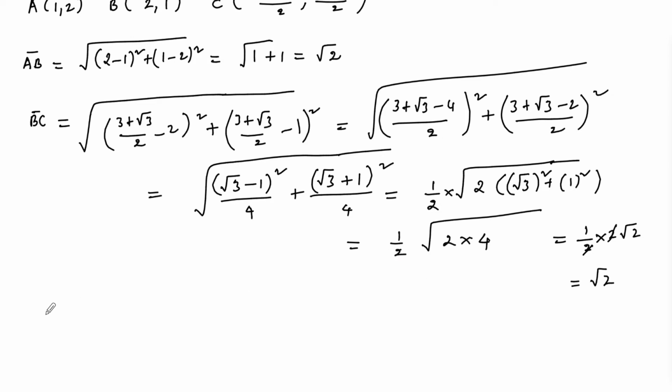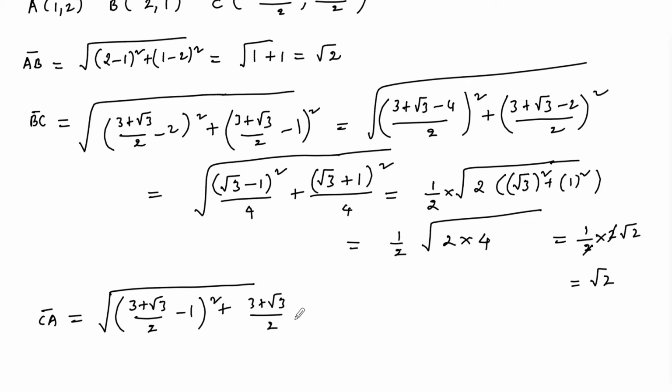And even CA, the distance from C to A, since the x and y coordinates of C are the same, you get the same type of calculation. CA is the square root of ((3 + √3)/2 − 1)² + ((3 + √3)/2 − 2)², which is the same as this calculation. So we get the answer √2.